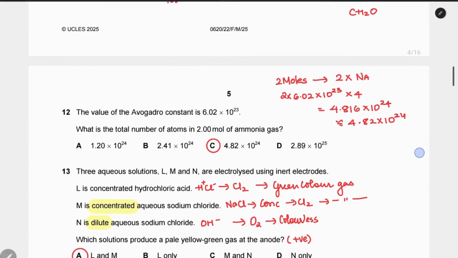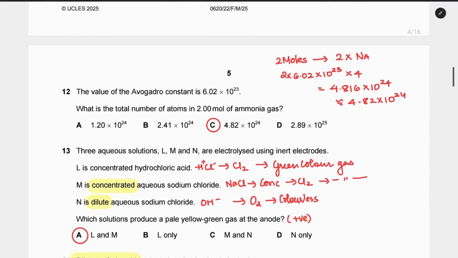Next question. The value of Avogadro's constant is 6.02 × 10^23. What is the total number of atoms in 2.00 mole of ammonia gas? So we know that 1 mole is Avogadro's constant, 6.02 × 10^23. For 2 moles, it's going to be 2 times Avogadro's constant. So we're going to do 2 times 6.02 × 10^23 multiplied by 4. Why 4? Because ammonia gas consists of 4 atoms in total, 3 and 1.